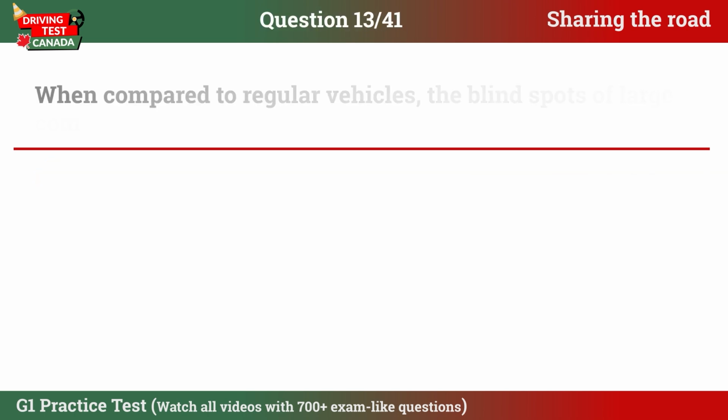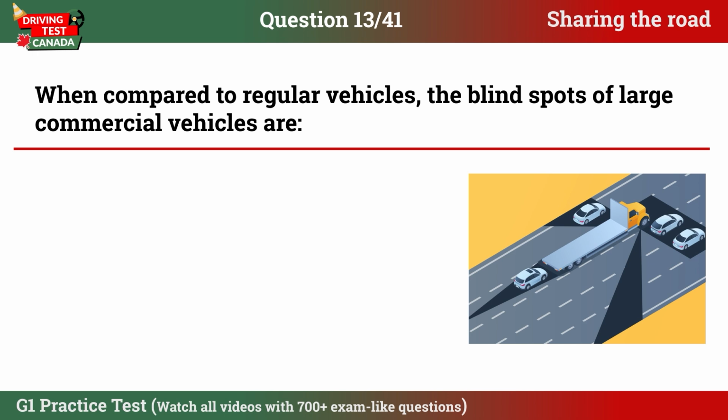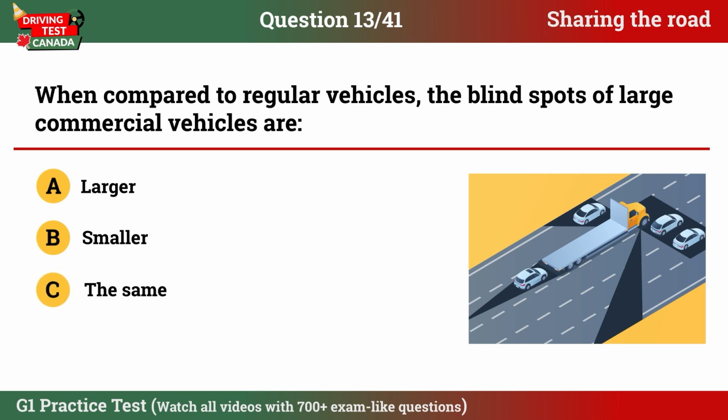Question 13. When compared to regular vehicles, the blind spots of large commercial vehicles are A. Larger, B. Smaller, C. The same, D. None of these.